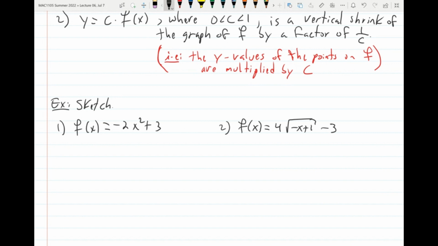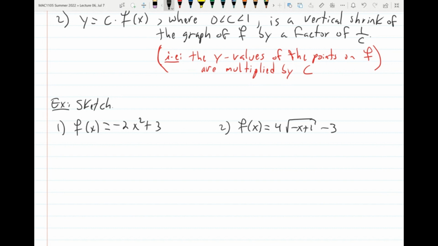Reflection across the x-axis. Vertical stretch by a factor of 2. And then move it up 3 units. So in your mind, you should already create a picture for this, right? It's a parabola that's pointing down, that looks like this, with 0 somewhere down here and up at 3. Okay? So if you're in a hurry, you can probably sketch this in one shot. Okay? All right. How about this one?